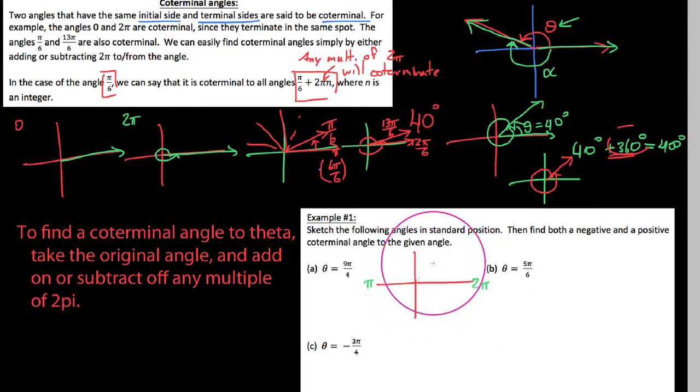So we say 9 pi fourths. If we were to imagine this being split up into fourths up here, that'd be 4 pi fourths. That'd be 8 pi fourths. So 9 pi fourths, it seems to me, would be this angle right here. We say this is 9 pi fourths.